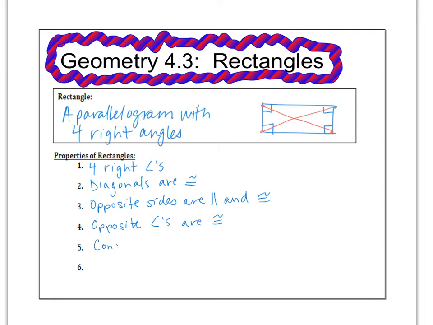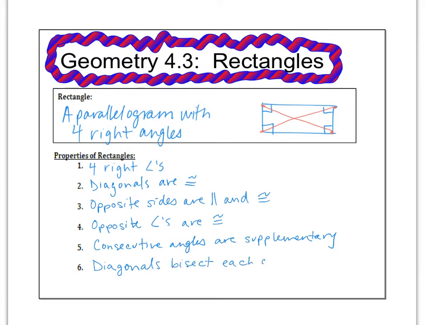Consecutive angles are supplementary, which means 2 angles right in a row will add up to 180. And then finally, the last property is the diagonals bisect each other. So they have all the same properties of the parallelogram plus 4 right angles and congruent diagonals.